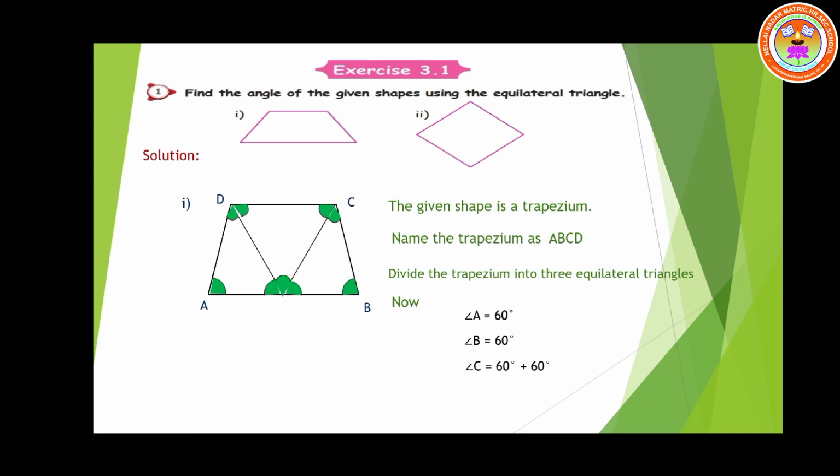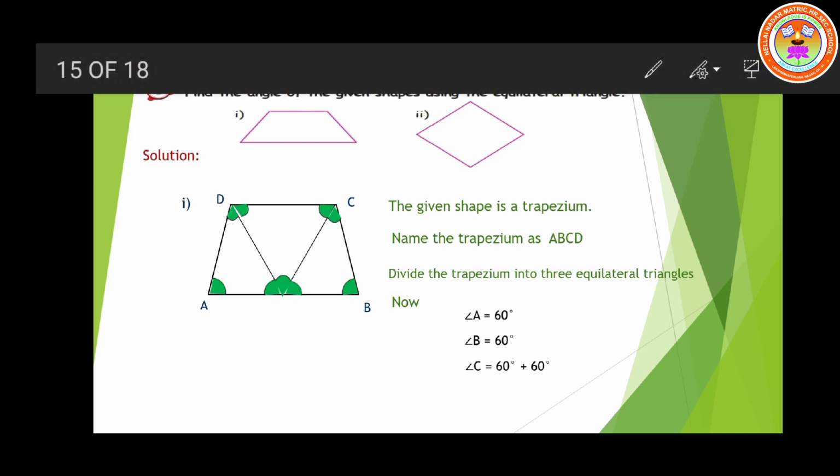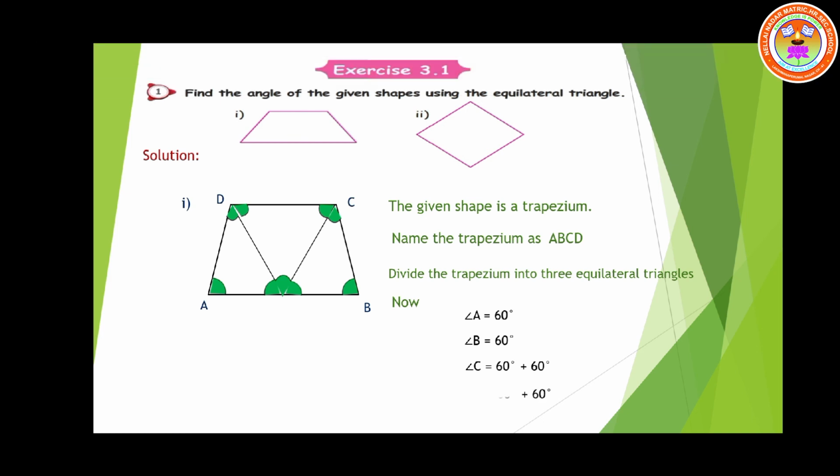Since it is an equilateral triangle and that is also an equilateral triangle, you can say that angle C is equal to 60 plus 60. That is equal to 120 degrees. Similarly, for D. What is the angle for D? It is also similar to C. The line divides the angle into 2 halves. So angle D is equal to 60 degrees plus 60 degrees.